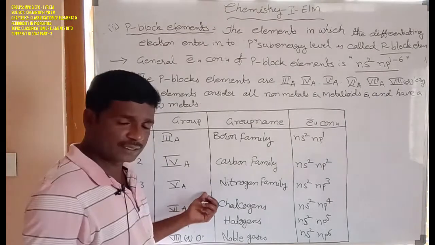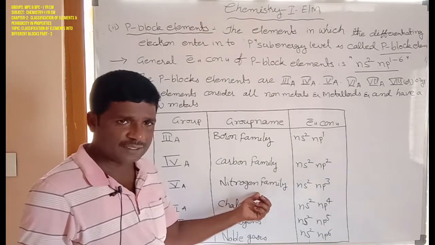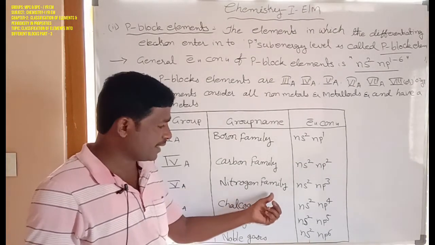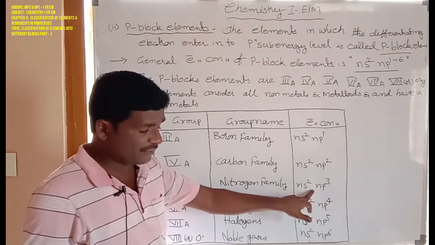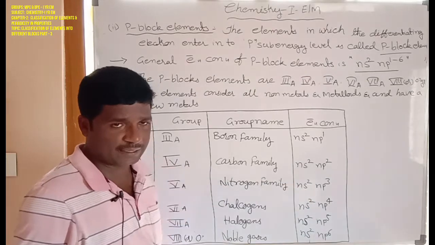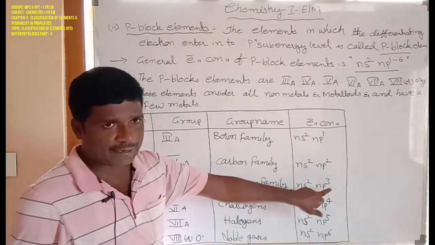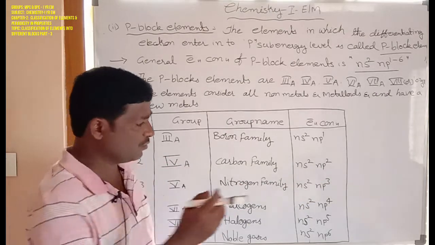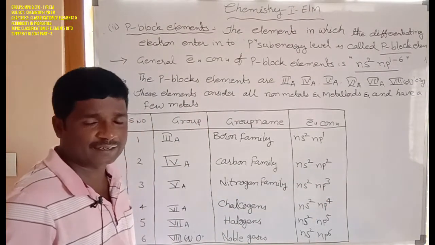The fifth A group elements are also called the nitrogen family or pnictogens. The outer electron configuration is ns2 np3. The s orbital has 2 electrons and the p orbital has 3 electrons. The outermost valence shell has 2 plus 3, that is 5 electrons.